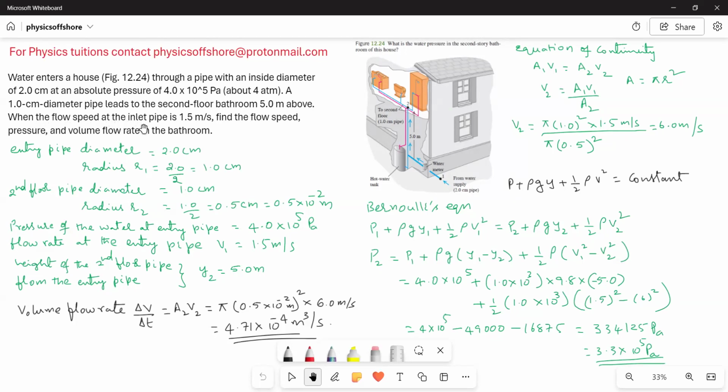When the flow speed at the inlet pipe is 1.5 meters per second, find the flow speed, pressure, and volume flow rate in the bathroom.